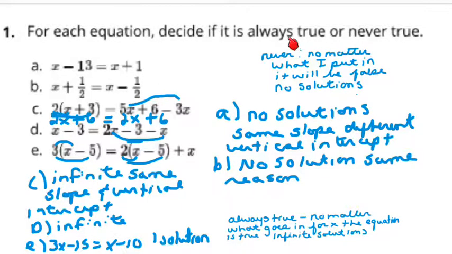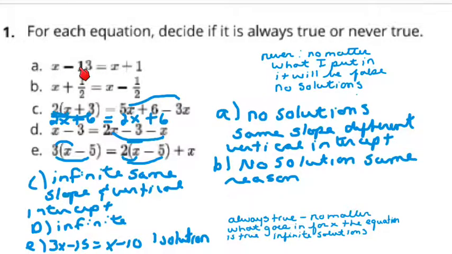Always true would be no matter what goes in for x, the equation will always be true. And this is a situation with infinite solutions. So if you're using your grid comp book to help you, you'd be looking under the no solutions rules and the infinite solutions rules.